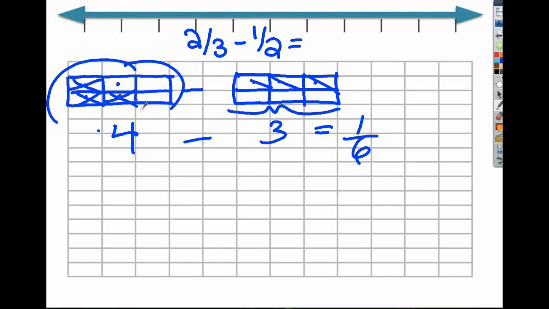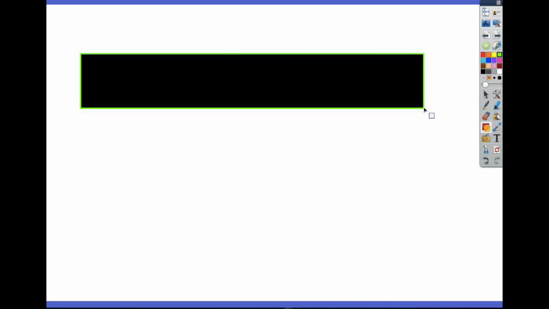On the first word problem, it said Robin used 1/4 pound of butter to make a cake. Afterwards, she had 5/8 pound left. How much butter did she have at first? Don't forget the tape diagram.